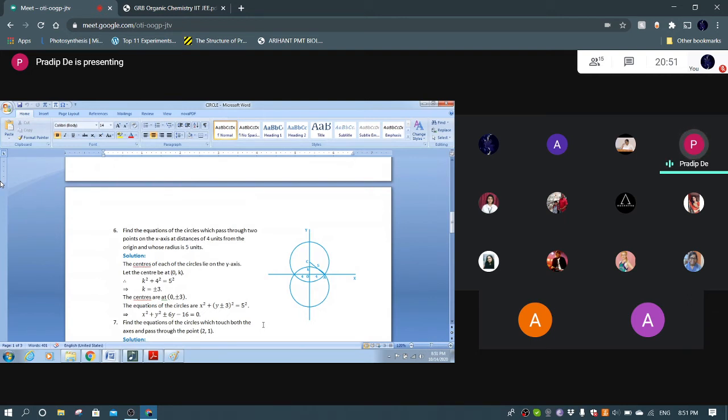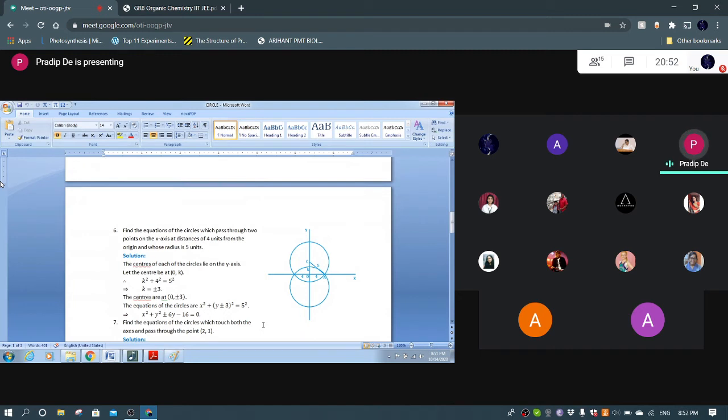But if a circle touches both the axes and the radius is suppose r, a circle in the first quadrant, radius r, touching both the axes. Can you tell me what should be the coordinates of the center? Then you'll get the answer.